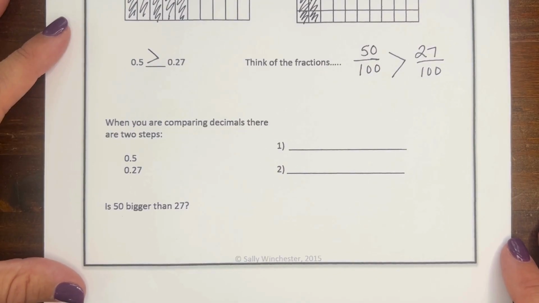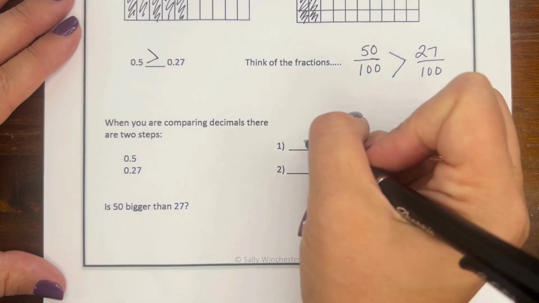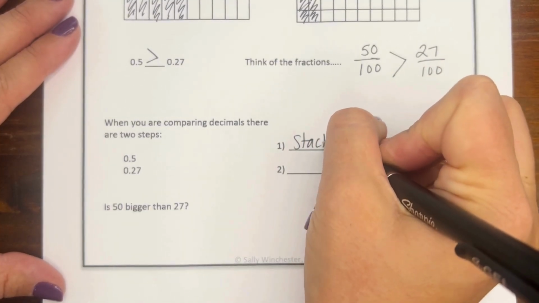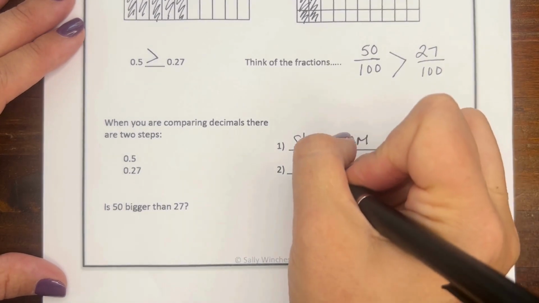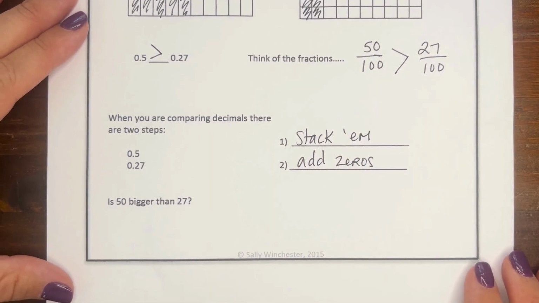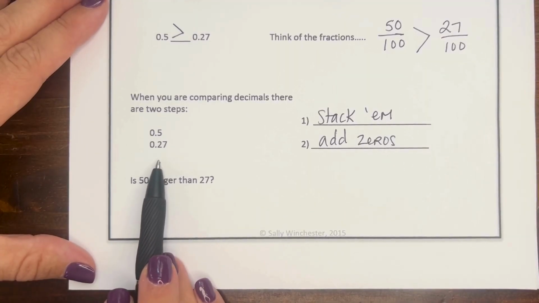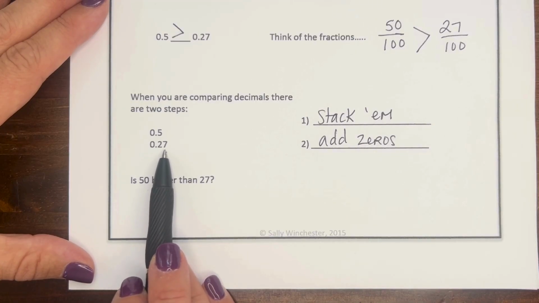So today I'm going to show you a quick way to do this in 2 easy steps. Step 1 is to stack them. And step 2 is to add zeros. And let me show you what that looks like. If we line these up vertically so that our decimals are lined up, the places will also be lined up. We have ones, tenths, hundredths.